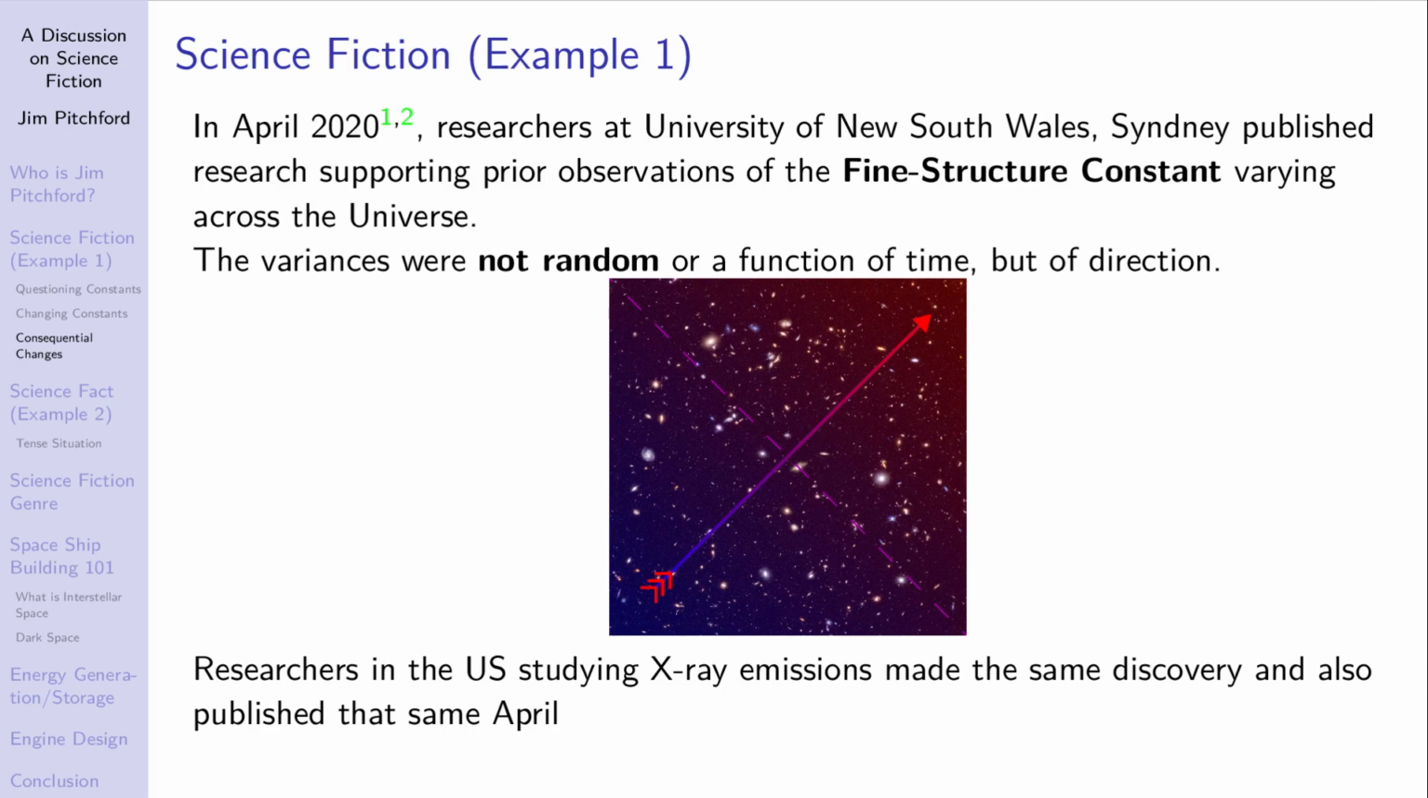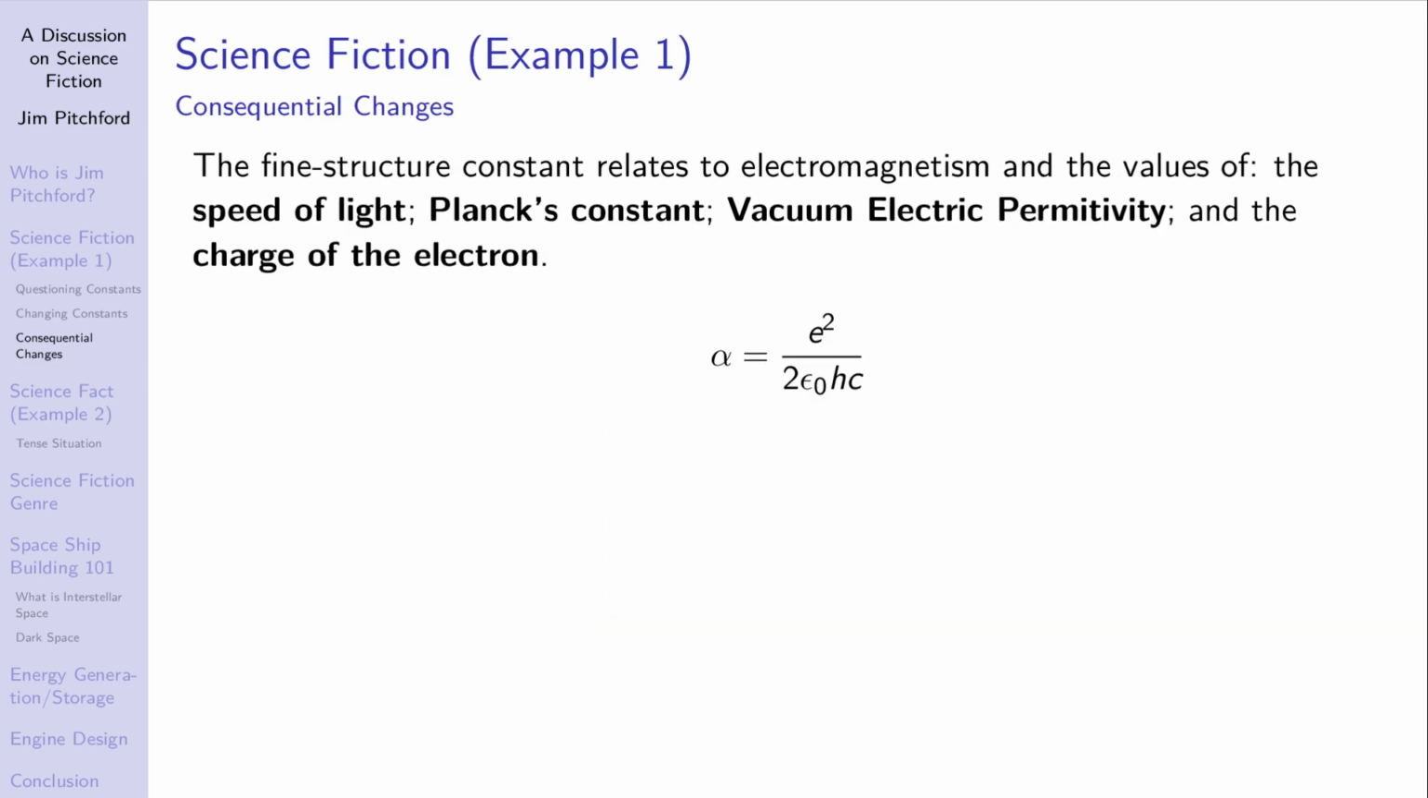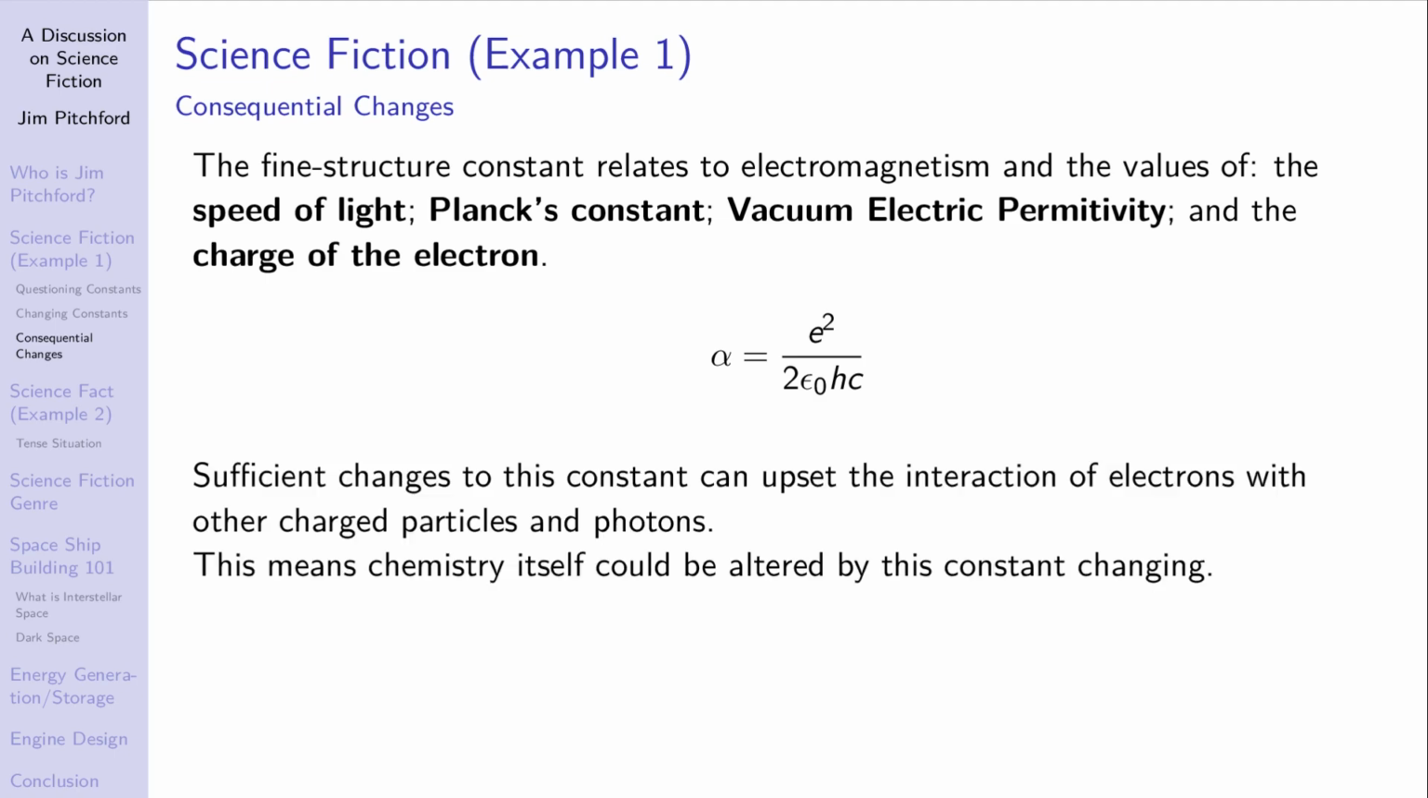Alright, so now what does it actually mean for the fine structure constant to change? Well, we need to understand what the fine structure constant is. It relates to electromagnetism and the values of the speed of light, Planck's constant, vacuum electric permittivity, and the charge of the electron, all of which were on the list earlier, the list of fundamental constants, and you can see the formula for alpha there. Alpha being the fine structure constant. So, sufficient changes to this constant can upset the interaction of electrons with other charged particles and photons, which would mean the whole of chemistry can be altered.